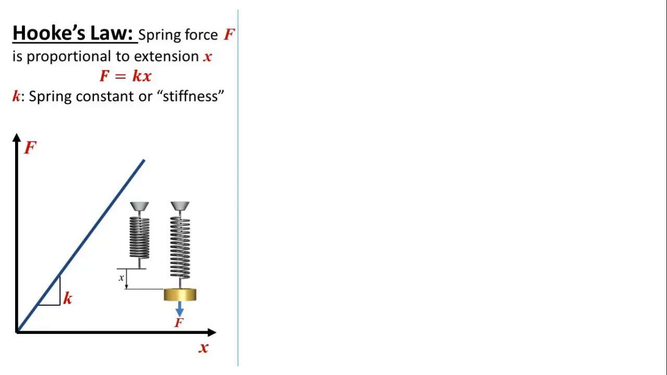Let's start with a bit of high school physics, specifically Hooke's law for springs, F equals K times X. This equation says that for a simple elastic spring, the spring force F increases linearly with how far the spring is stretched, X. The stiffness of the spring is expressed as the spring constant K, the slope of the line.